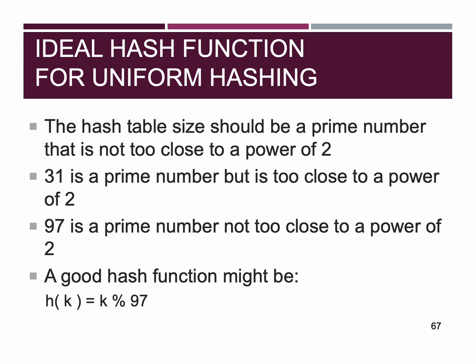However, it's also important that the prime number chosen is not too close to a power of 2. For example, while 31 is a prime number, it's close to 2 to the power 5, which might lead to patterns if the keys themselves have binary structures. Instead, a number like 97 is a better choice because it's not near any power of 2 and is also prime, leading to a more uniform distribution.